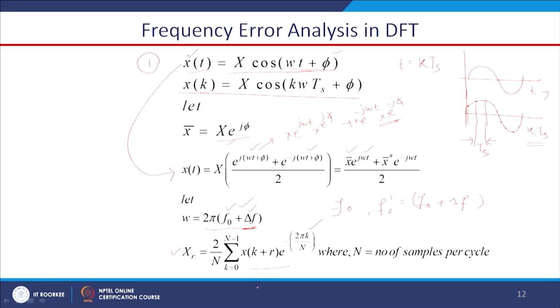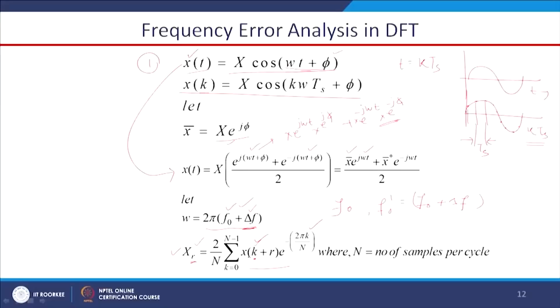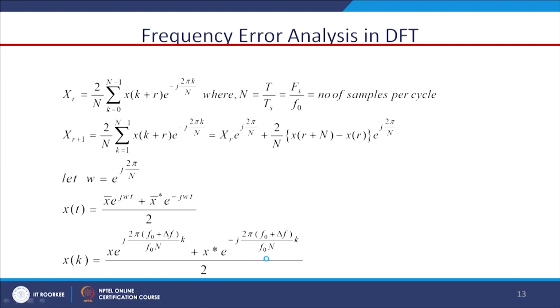Now, what do this r and k stand for? Already we have discussed that capital N is the number of samples per cycle. Here, r stands for which window we are looking at: the rth window, r plus 1 or r plus 2, and so on. Now, what about this k? k is basically the sample position, as in the previous case with small n. So k stands for the sample position and small r stands for the window position or window number.